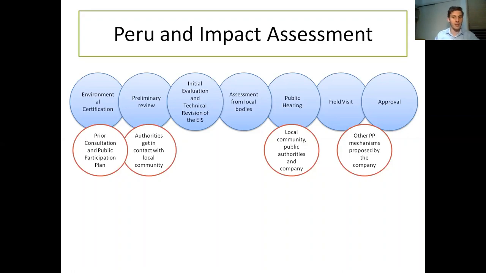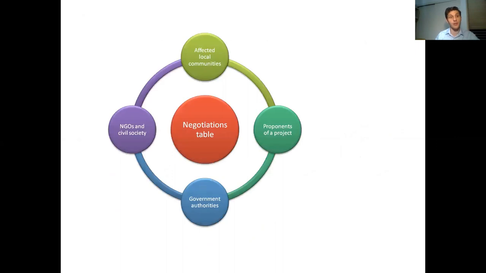And we also have a public hearing. In the public hearing, that's from the government side, the government authority is required to call representatives from the local communities, NGOs, civil society from the province, and representatives of the company, as well as representatives of the local government authorities. So putting all the stakeholders together, basically, they will create what we see here, a negotiation table.